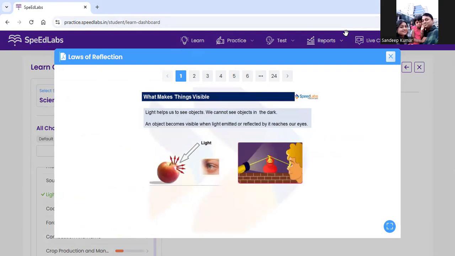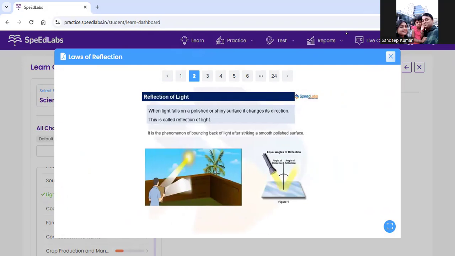Okay. So you can see this apple only when the light falls on this apple and after reflection, it reaches your eyes. Okay. That is the main concept. We are able to see any object when light gets reflected and reaches our eye. So an object becomes visible when the light emitted or reflected by it reaches our eyes.